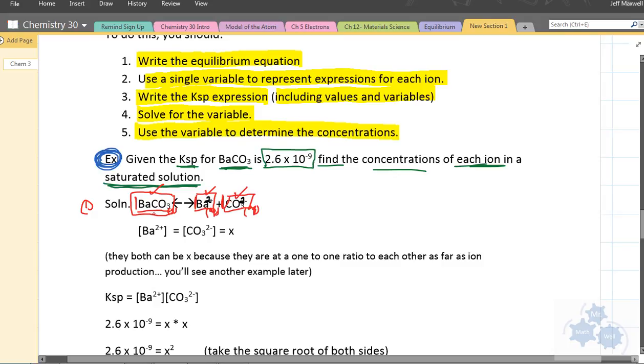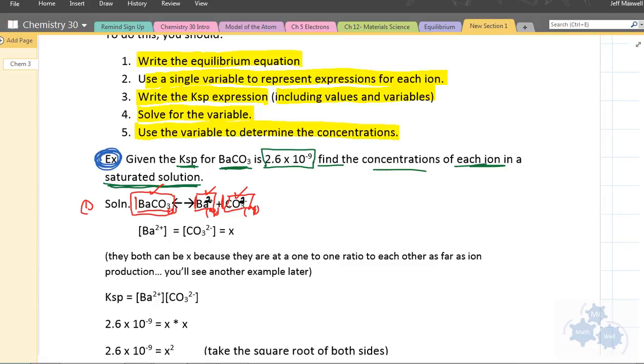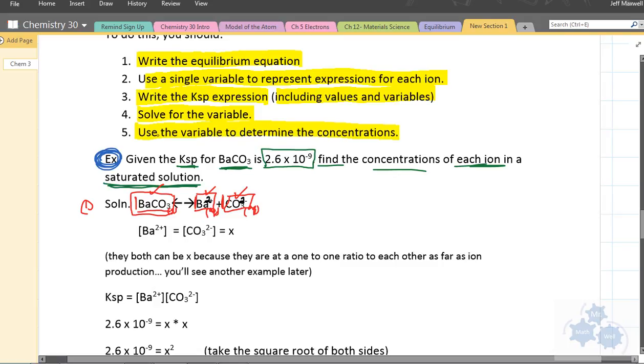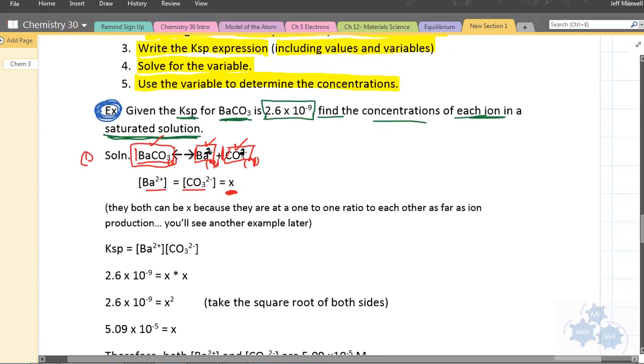So if this is happening, it's a 1:1:1 ratio. So if you let barium be x, then carbonate is going to be x as well. Remember like the ice charts, right? If you have x, a change, so this is forming x amount. If it's a 1:1 ratio here for the products, it's x and x. So that's why they're both going to be x. An unknown amount of the concentration of the final ion.